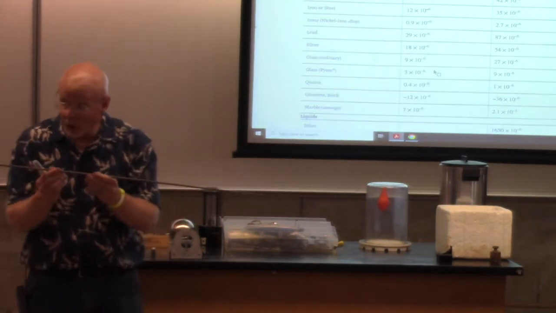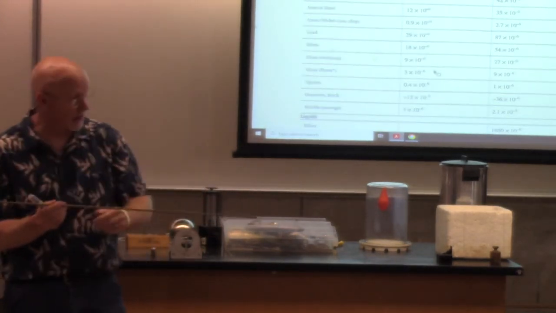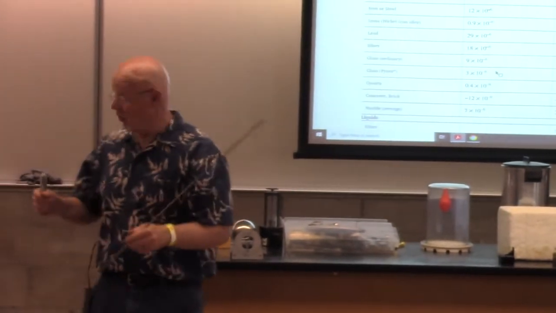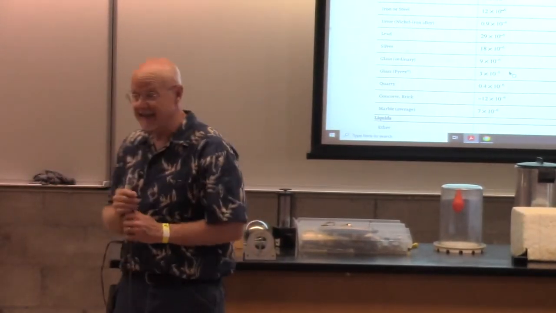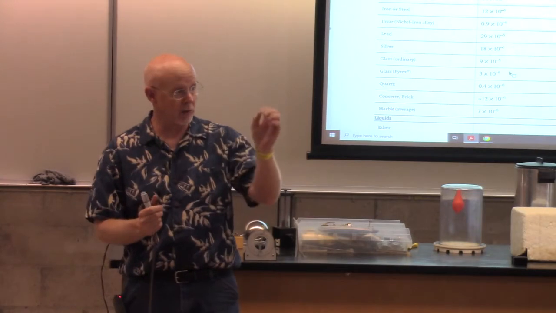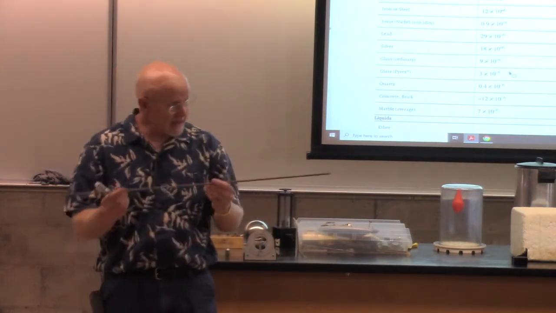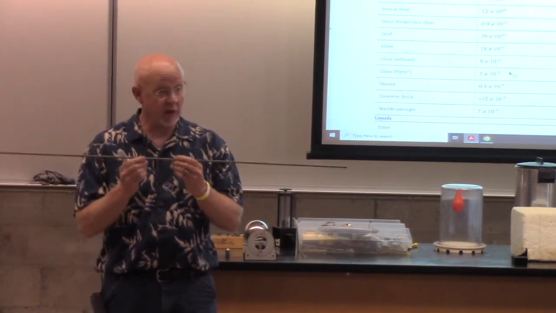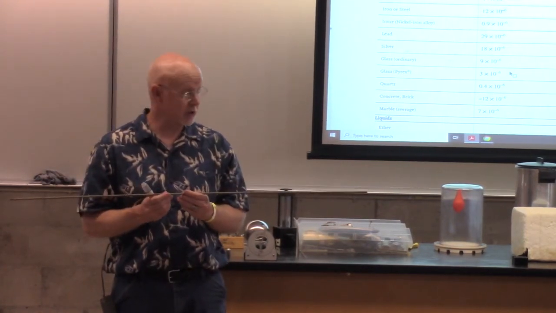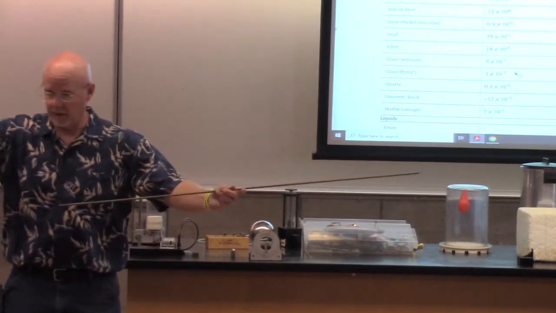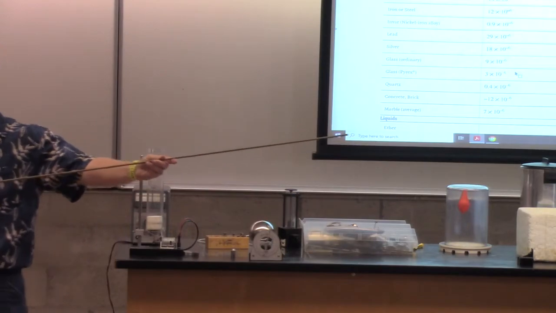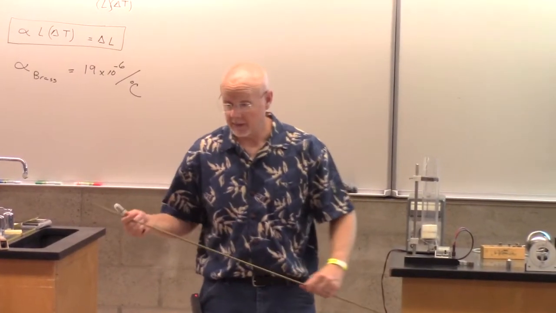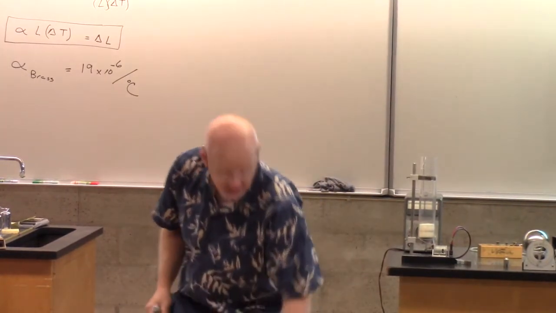If I were to warm this up 1 degree, this is saying it would then grow 19 micrometers. This grows 19 micrometers for every 1 degree. Now, of course, you could imagine a bridge that is made up of a lot of meters could actually grow quite a bit. And that'll be some of your homework problems and some of your example problems.